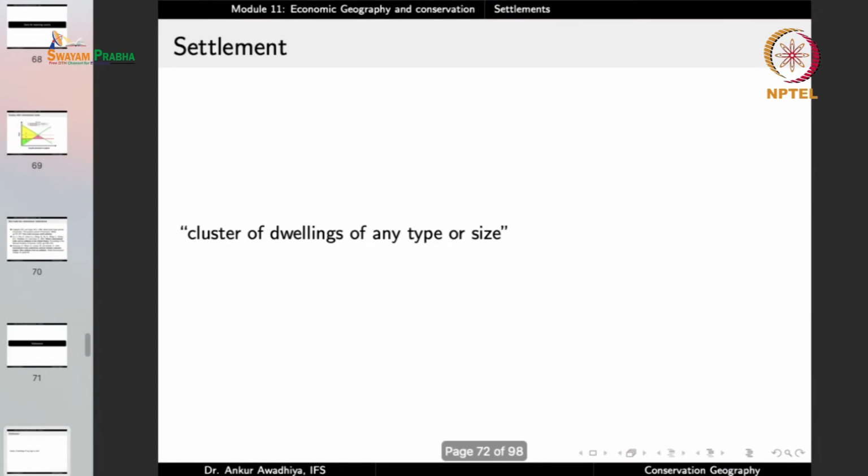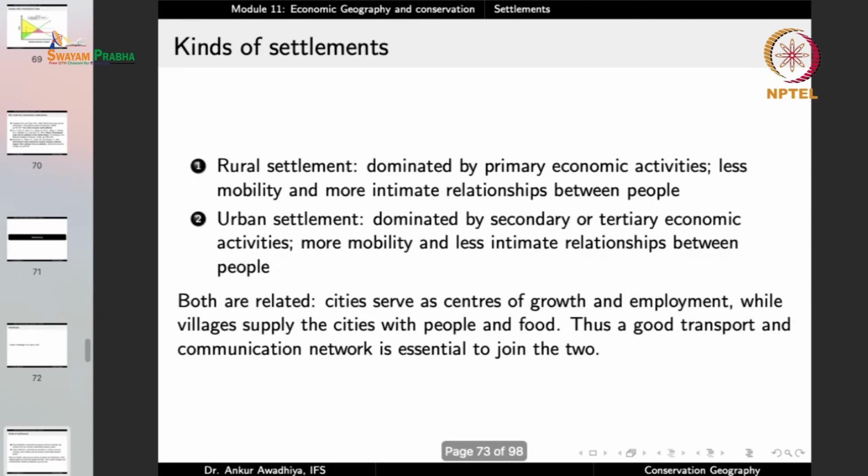Next we had a look at settlements, and we defined settlement as a cluster of dwellings of any type or size. And there are two kinds of settlements. We can have rural settlements dominated by primary economic activities with less mobility and more intimate relationships between people. And we also have urban settlements that are dominated by secondary or tertiary economic activities and typically have more mobility and less intimate relationships between people. Now both of these are related because cities serve as centers of growth and employment, while villages supply the cities with people and food.